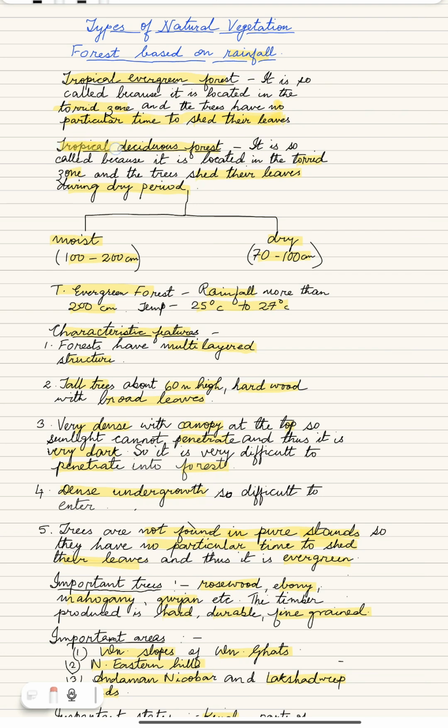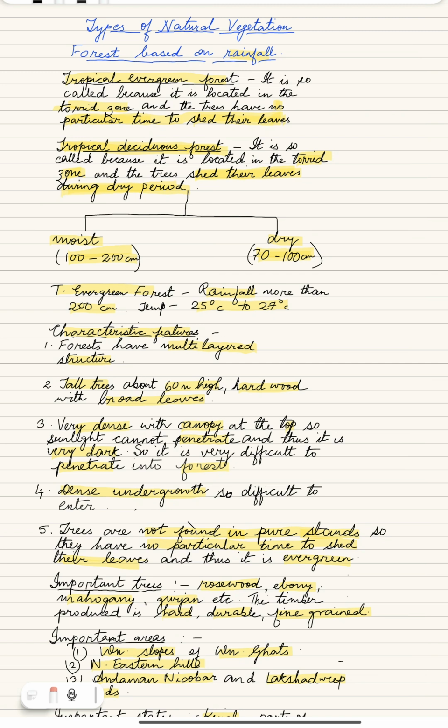Another is tropical deciduous forest. It is so called because it is located in the torrid zone and the trees here have a particular time to shed their leaves. Usually they shed their leaves during the dry period. This forest can be divided into moist deciduous and dry deciduous. Moist deciduous has rainfall of 100 to 200 centimeter, and dry deciduous has rainfall of 70 to 100 centimeter.